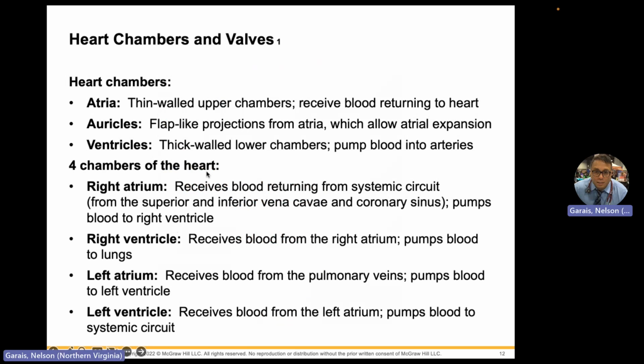We already know about these things. Atria is plural, ventricles are plural, atrium is singular. And there are these flap-like things sticking out of your atria. Those are called your auricles. So your auricles and atria are part of the same thing.